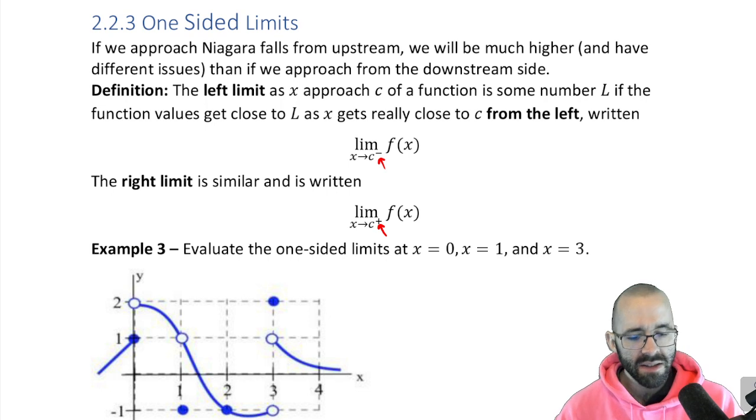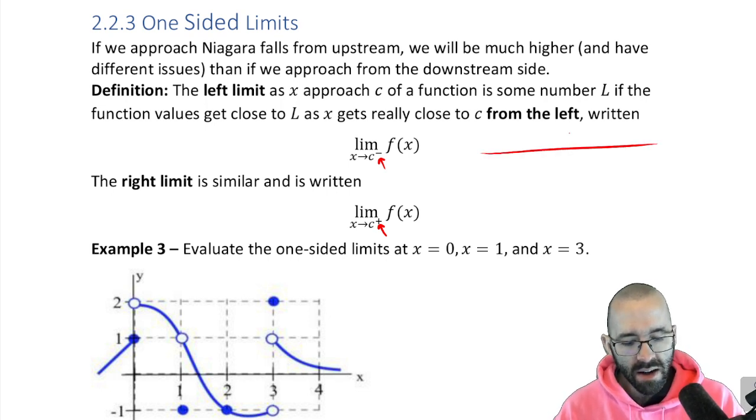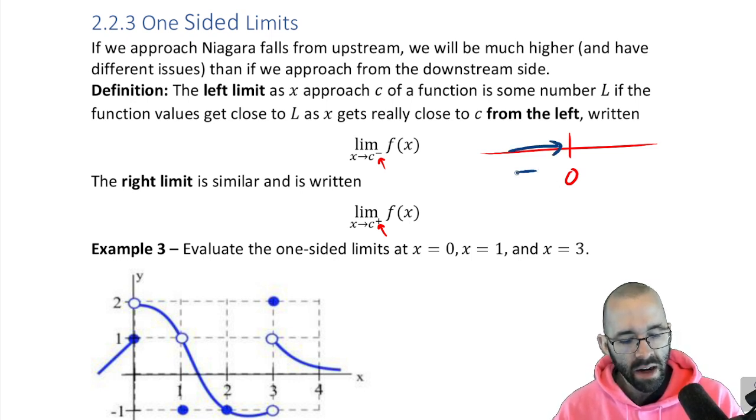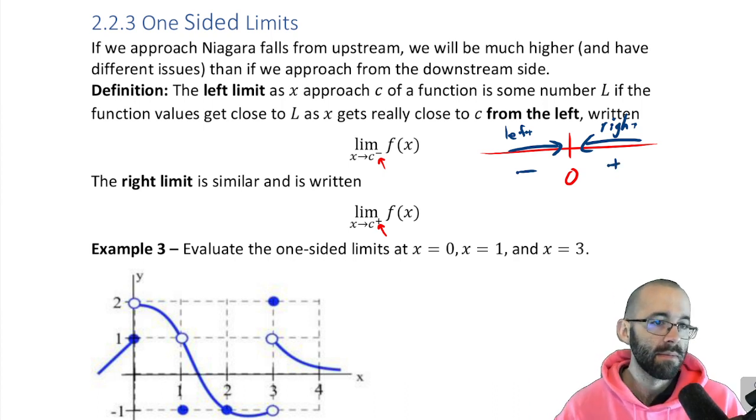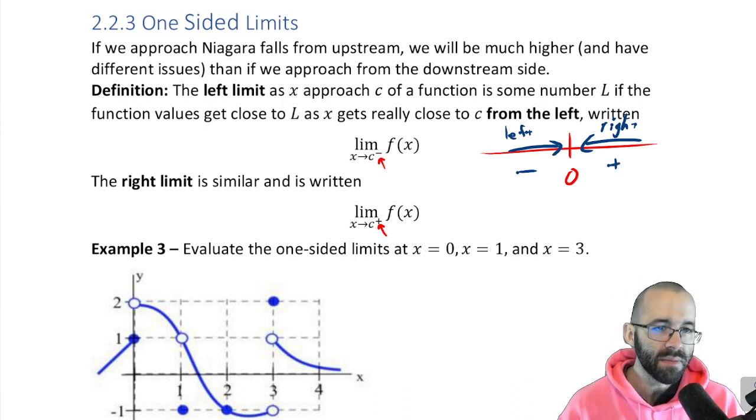And if you're curious how you can remember that, just think of the number line. If you're approaching 0 from the left, you're negative. If you're approaching 0 from the right, you're positive. So that's how you can remember.